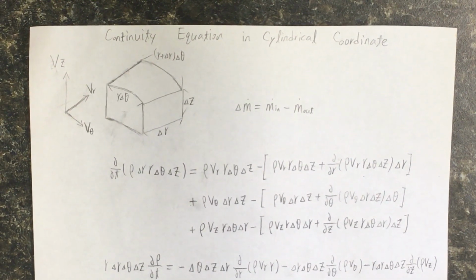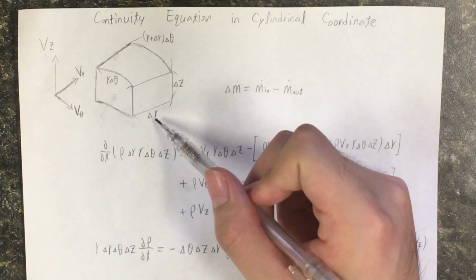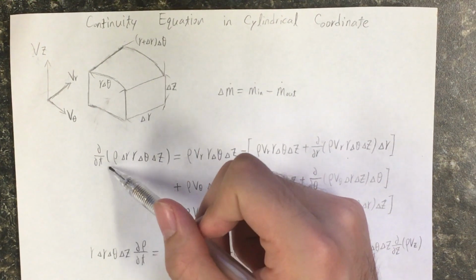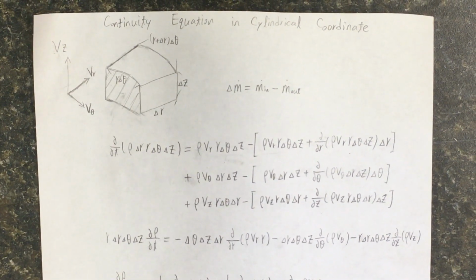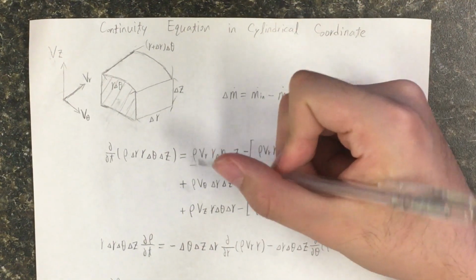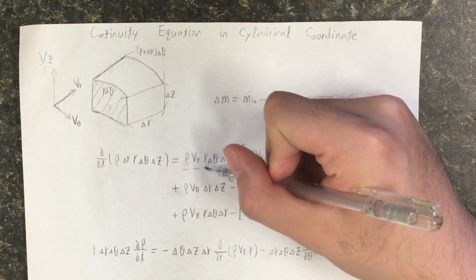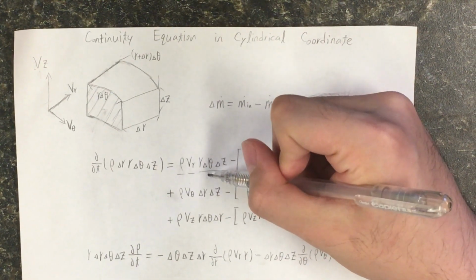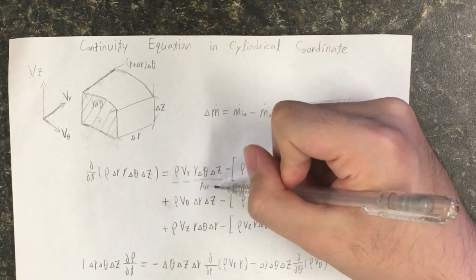Next, the mass inside the control volume will become rho multiplied by delta R, delta Z, and R delta theta. It will look like this. The mass flow rate in the R direction will be rho multiplied by VR, the velocity in the R direction, and the area, the cross section of velocity in the R direction, which is R delta theta multiplied by delta Z.